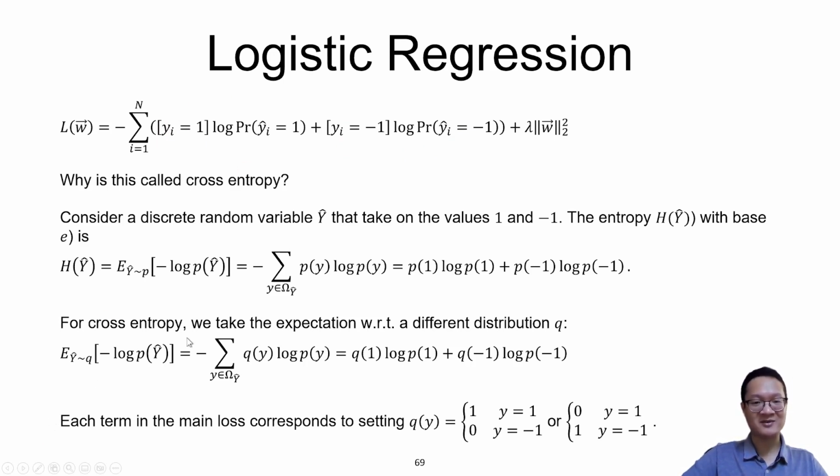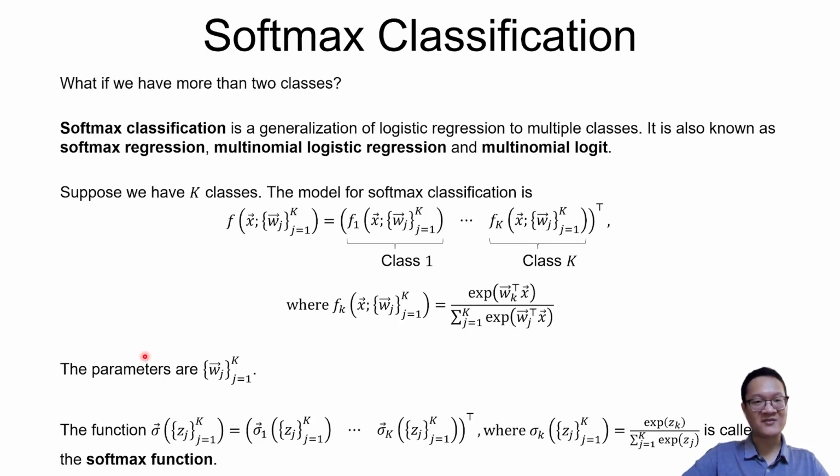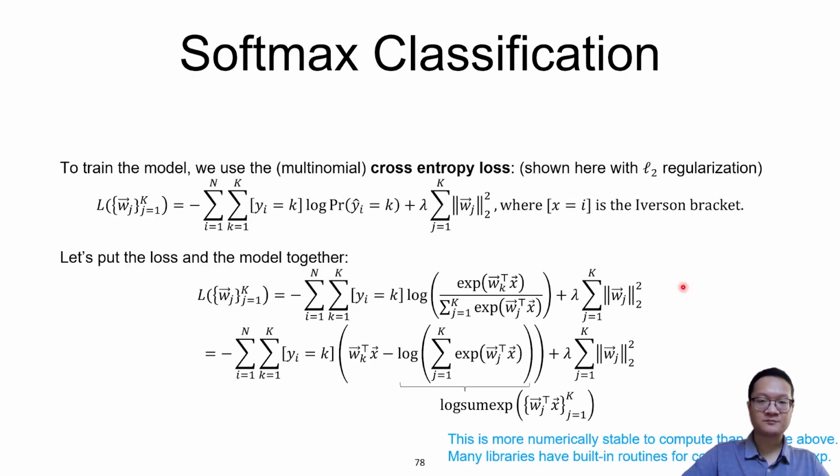So the idea is quite similar for the softmax classification. For the multinomial cross entropy loss, instead of summing 2 terms, we're summing k terms. Each of the k terms has a yi equals k indicator. Again, yi can only be one of the classes. So for every i, only one of these k terms will be non-zero. Okay, and then we add them all up. For the L2 regularization, we have to regularize every vector wj.